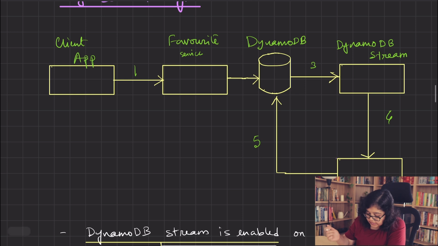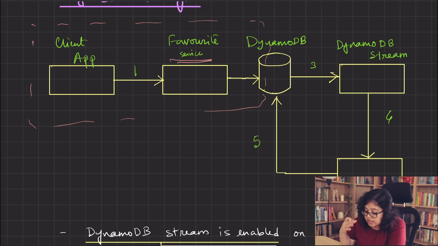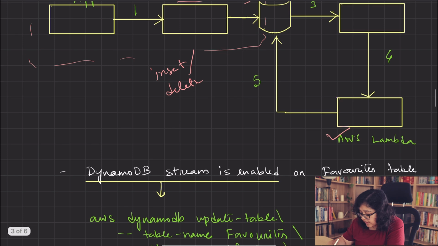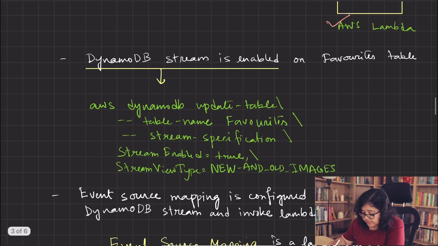Here this part is the existing application where the user is telling the favorite service to mark this restaurant as favorite or unfavorite, and depending on the request, the favorite service is either inserting or deleting a record in the favorite table in DynamoDB. This part is already existing. Now we have to aggregate the data of the favorite table. For that we are using DynamoDB Stream and AWS Lambda. Let's see how we are working with DynamoDB Stream and AWS Lambda to aggregate the DynamoDB data in real time.